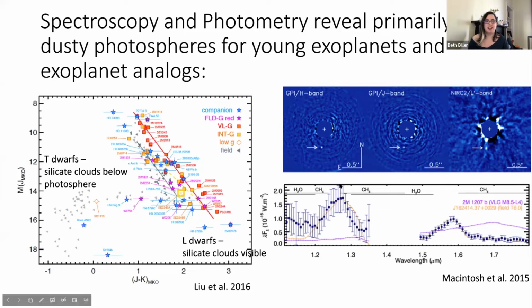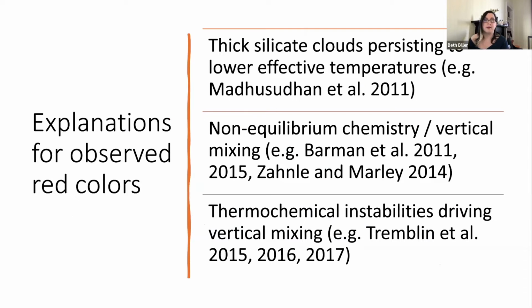So the easy explanation here is clouds. It's the same silicate clouds for the high surface gravity brown dwarfs as for the low surface gravity planetary mass objects. But remember, our evidence for this is indirect. It's just based on the red colors, and there are some other possible explanations. There are the clouds, but there are also models that use non-equilibrium chemistry and vertical mixing to produce the same red colors, and also thermochemical instabilities to further drive that vertical mixing.